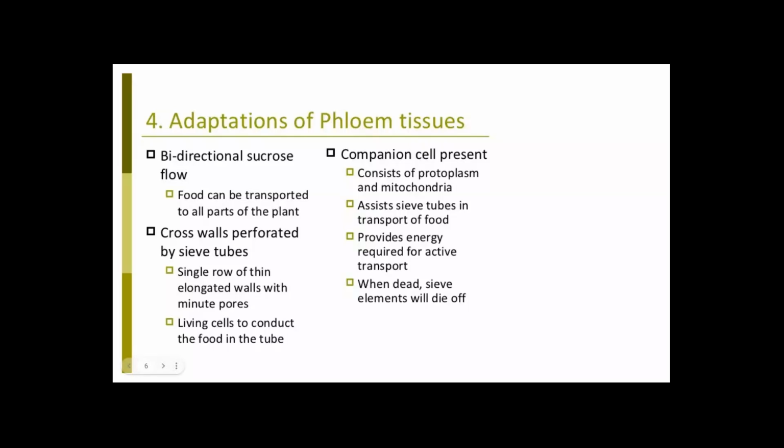Cross walls are perforated by sieve tubes. So you have sieve tubes, which means you don't have an empty tube, and a single row of thin elongated cell walls with minute pores, and living cells to conduct food in the tube. We have companion cells present, which consist of protoplasm and mitochondria, and assist sieve tubes in the transport of food and provide energy required for active transport. And when dead, sieve elements will die off.